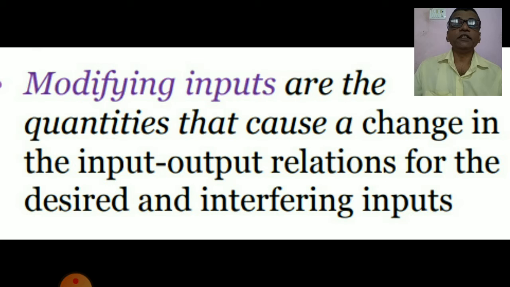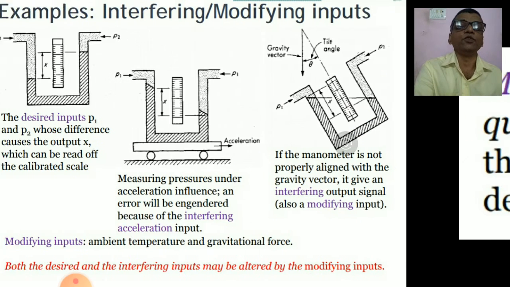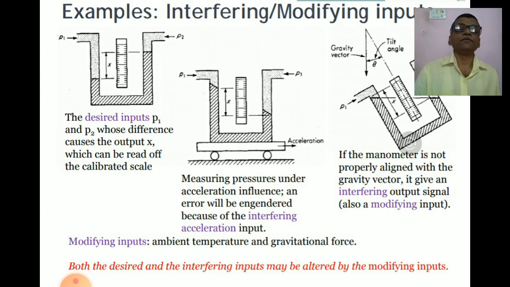Now we will see one example of desired input, interfering input, and modifying input. You can see it on the screen. Consider the case of measurement of differential pressure of a fluid with the help of a U-tube manometer using mercury as the manometric fluid. First, the desired input example you can see on the left hand side.